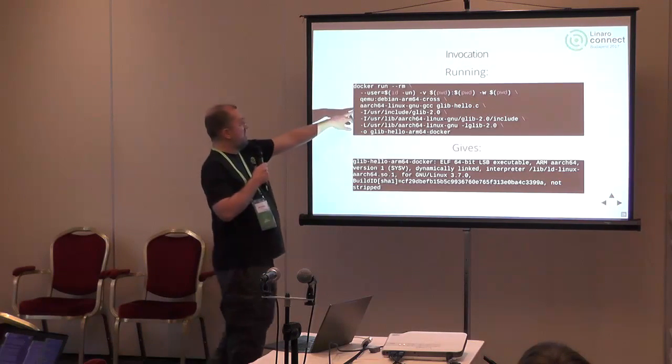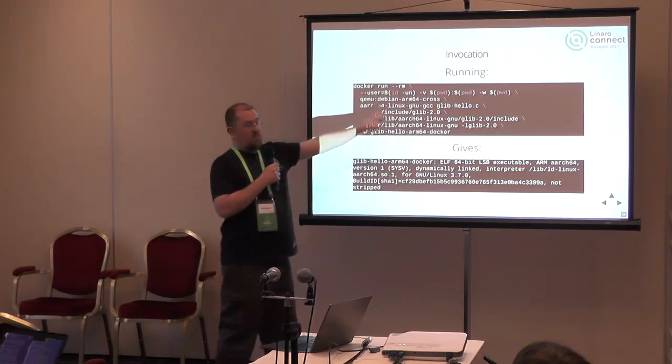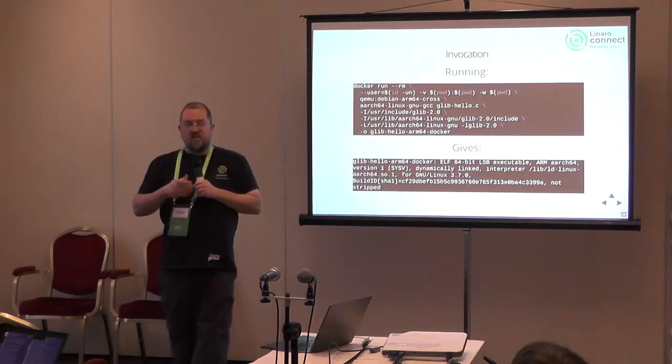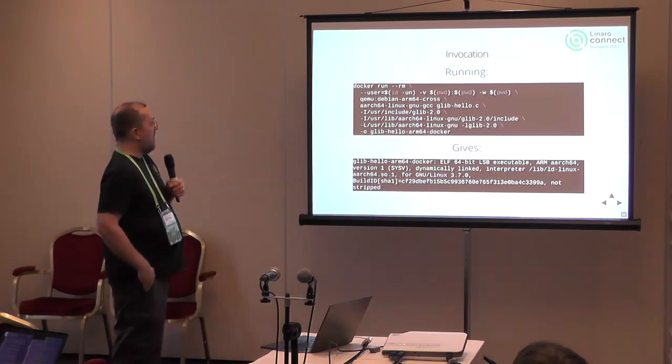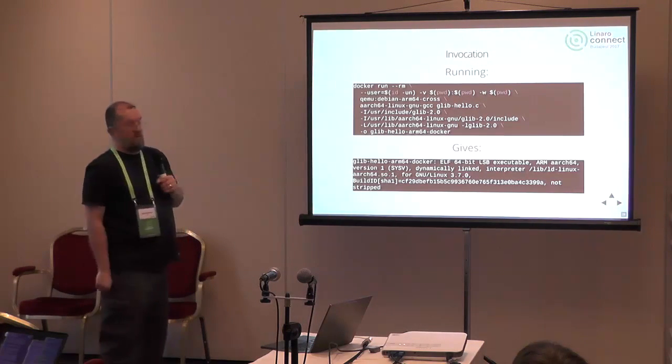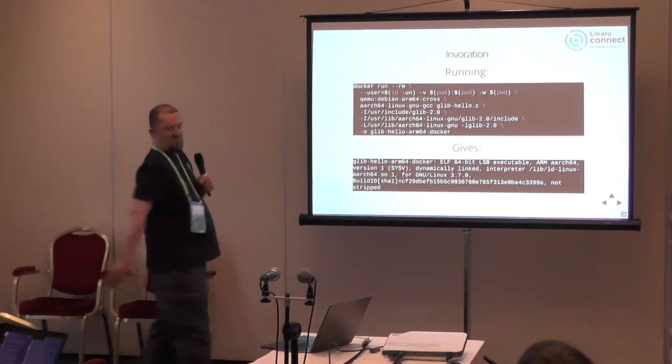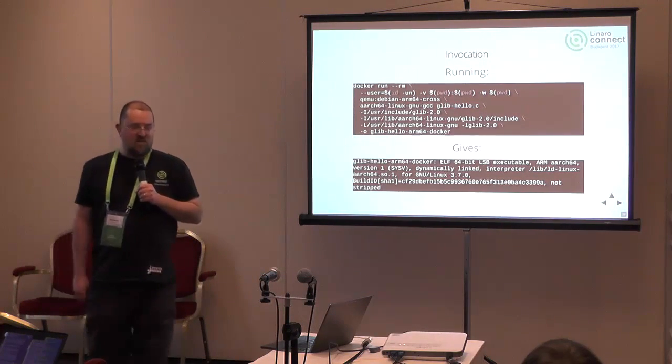And finally, I identify the Docker container I want to run. This is a unique tag that was created when I built my system. And then the rest of it is the same cross-compile command as we gave before. And as you can see, it builds a successful AArch64 binary.